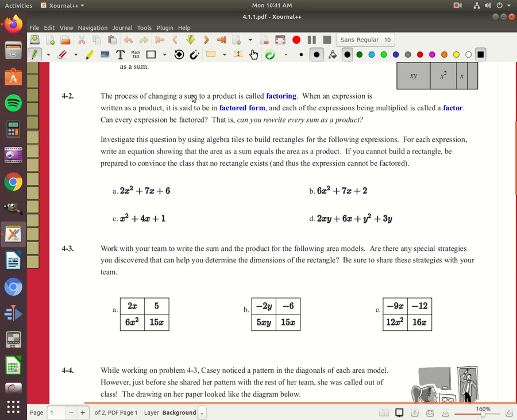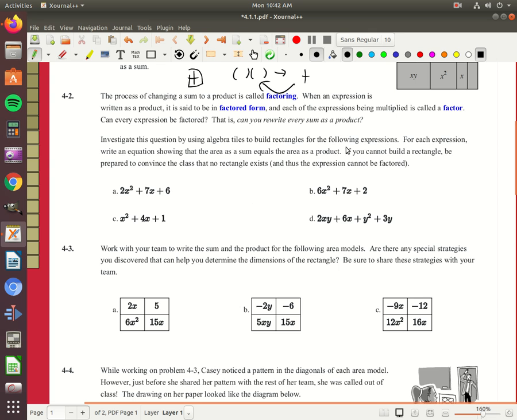So again, when we do the area model, we're going from a product to the sum, where we're multiplying and we go to the sum. When we factor, we're going to go the other way. We're going to go from the addition to the multiplication. So it's quite a bit more difficult.